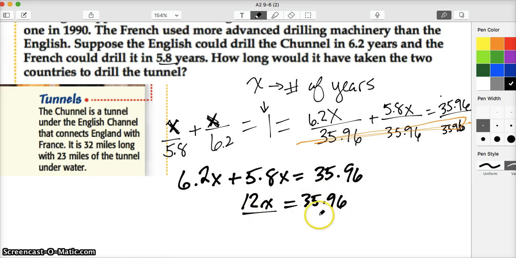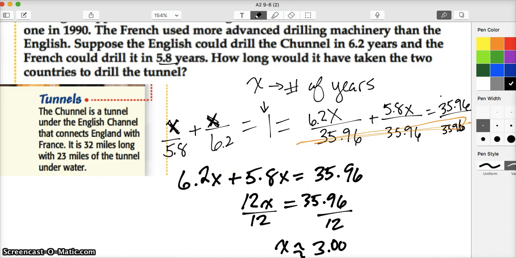We need to divide both sides by 12. You can see 35.96 is really close to 36, super close, so x is going to equal approximately 3 years. I could say 2.97 years, but it's approximately 3 years when I divide 12 into this number that's super close to 36. So that's how you'd handle one of those problems.